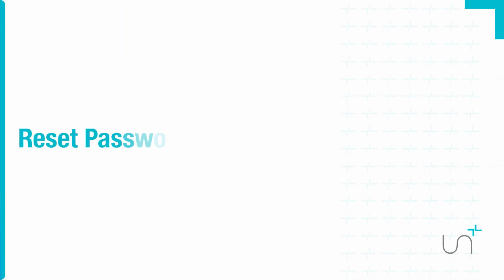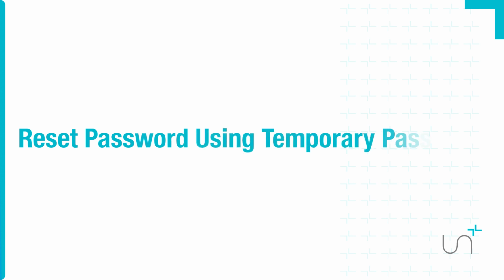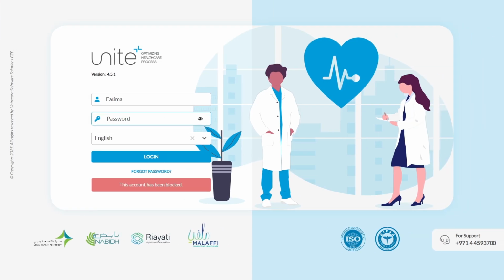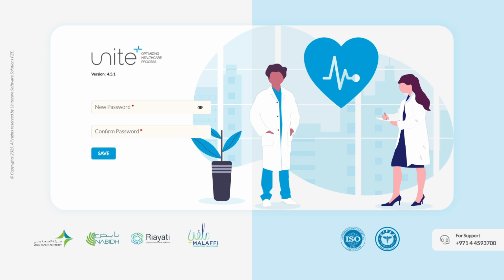Now let's see how the user can log in using the temporary password and create a new password. On the login page, enter the temporary password in the password field and click Login. The fields to create a new password will then appear. Enter the new password in the New Password and Confirm Password fields, and click Save.